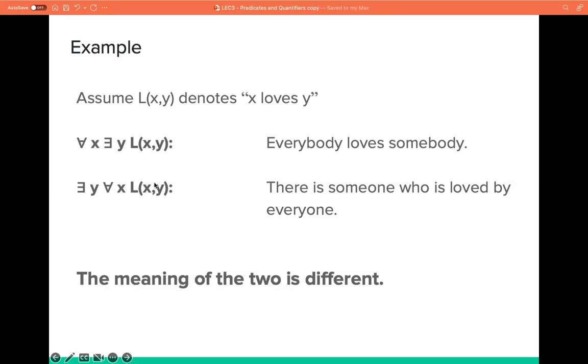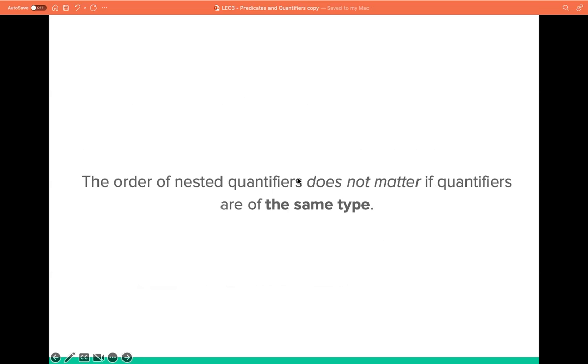Okay, and then meanwhile, this order on the other hand will mean there is a person y that is loved by everyone. So the meaning of those statements is different. Now, the order of nested quantifiers does not matter if the quantifiers are of the same type.